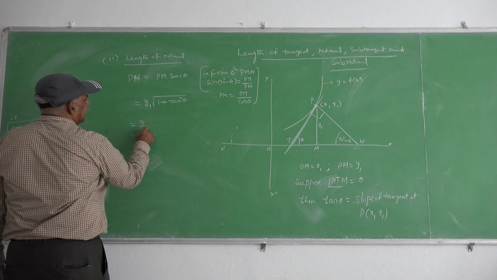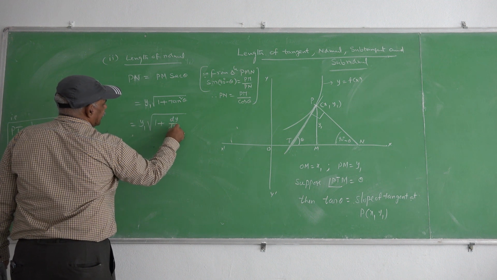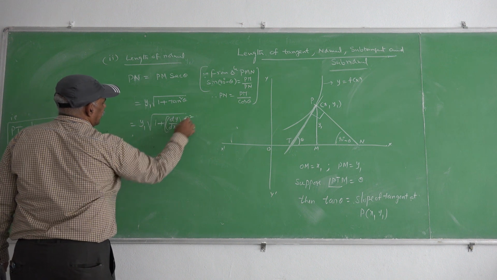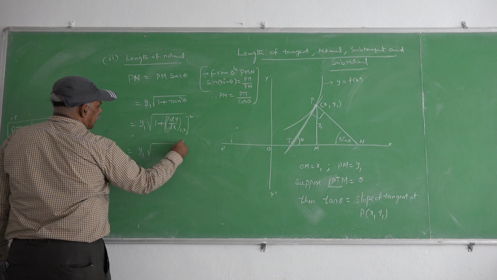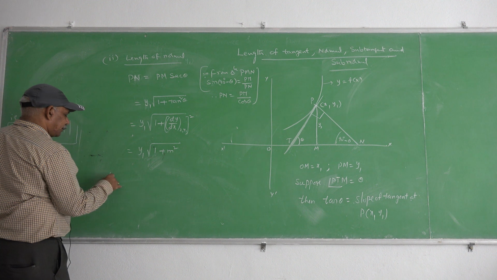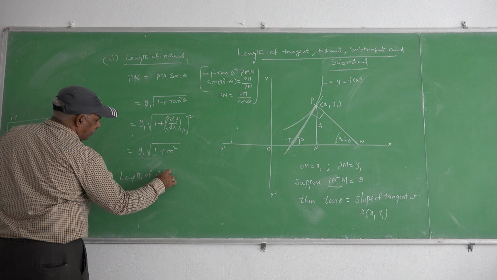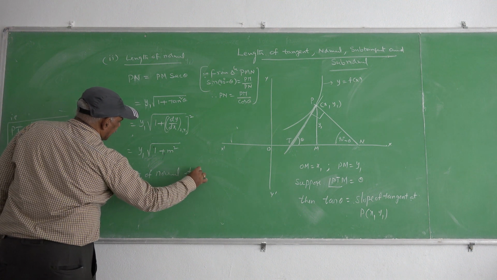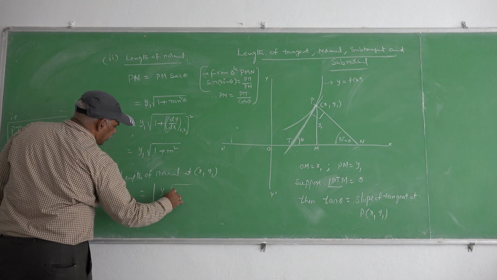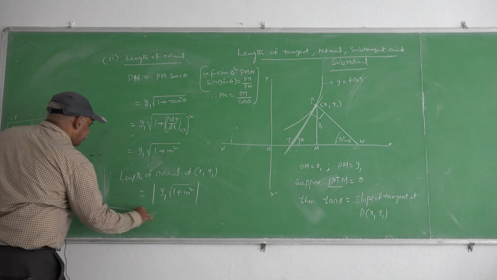But tan theta is the slope of the tangent, which is obtained by dy by dx at x1 y1. The square of this one, you may represent it by 1 plus m square. So therefore, the length of the normal at x1 y1 is given by modulus of y1 into square root of 1 plus m square. This is our formula.